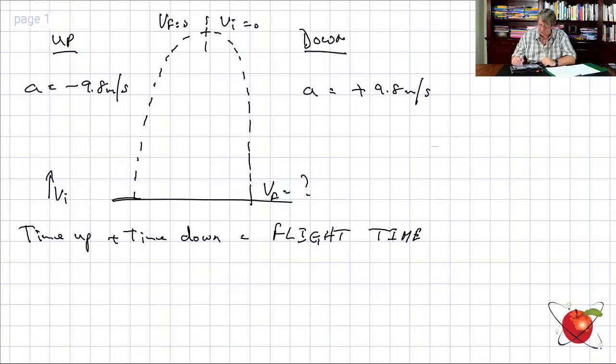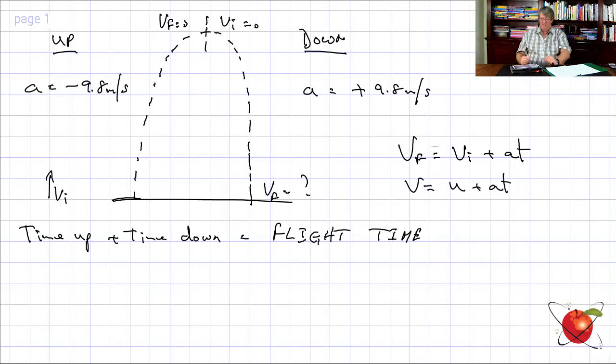Now remember, Newton's laws of motion are given to you. You have got V final equals V initial plus AT. V equals U plus AT. Those are for people who are doing it under A-levels, O-level kind of thing. This is for the other syllabus: V final equals V initial plus AT. It's the same thing underneath it.